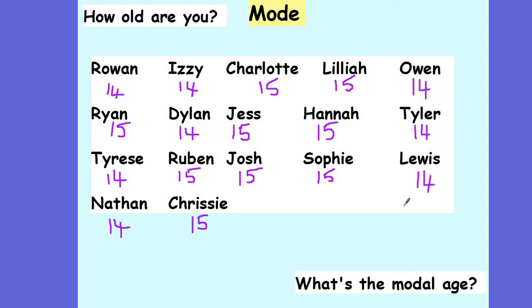I might have got those right, I might have got them wrong, but I had a guess. And we're going to try and find the mode. Now the mode is another average, and it's actually the most common number. So if I look at all your ages, I've got 1, 2, 3, 4, 5, 6, 7, 8 lots of 14-year-olds. And 15-year-olds, I've got 1, 2, 3, 4, 5, 6, 7, 8, 9 lots of 15-year-olds. So there are more 15-year-olds than there are 14-year-olds. 15 is the most common age, so the modal age is 15.